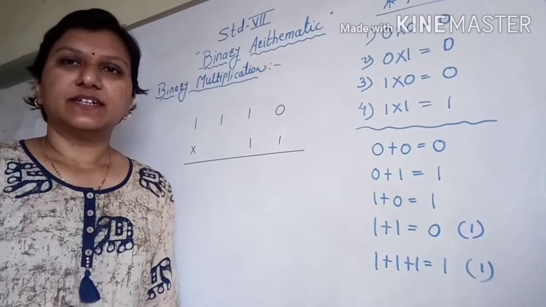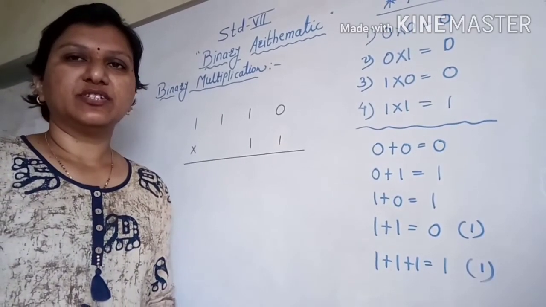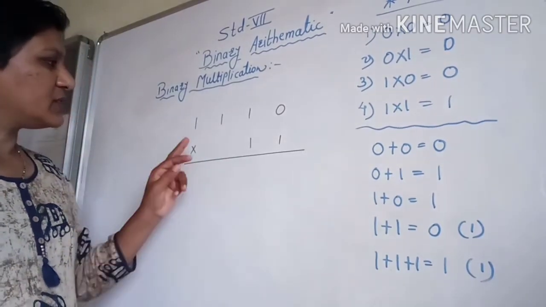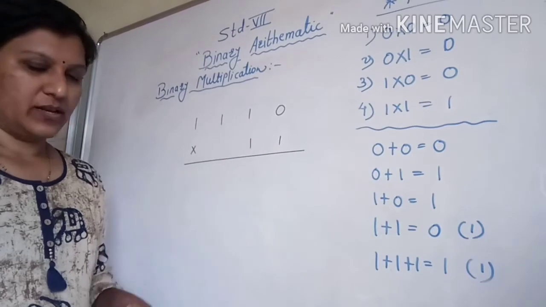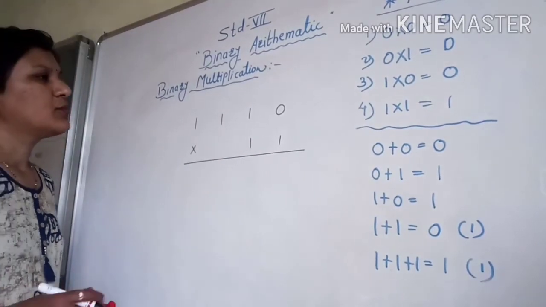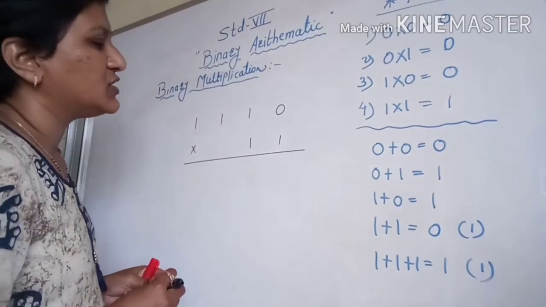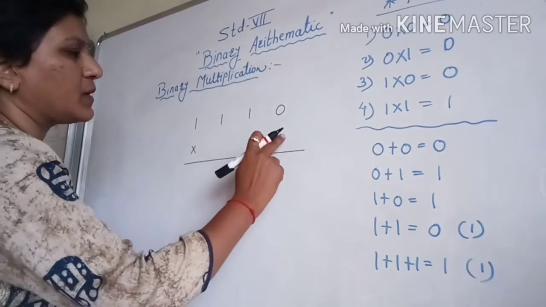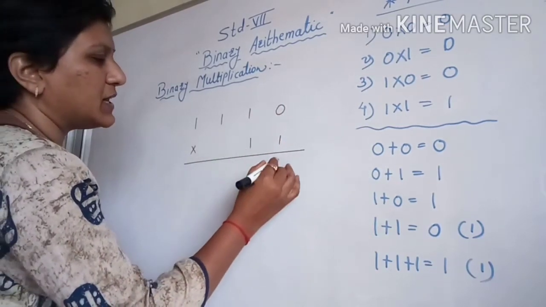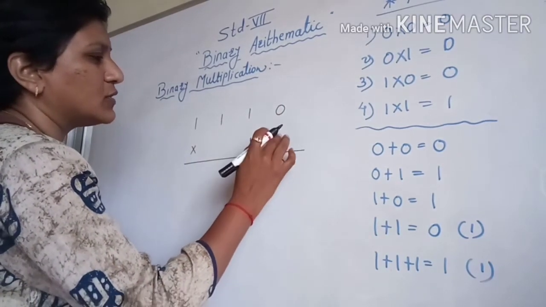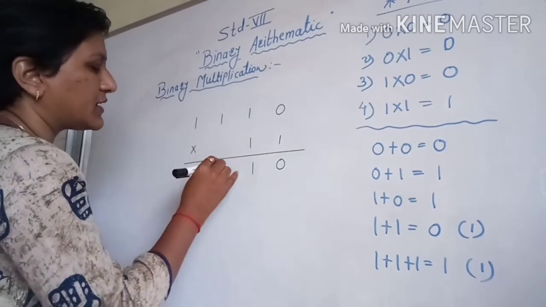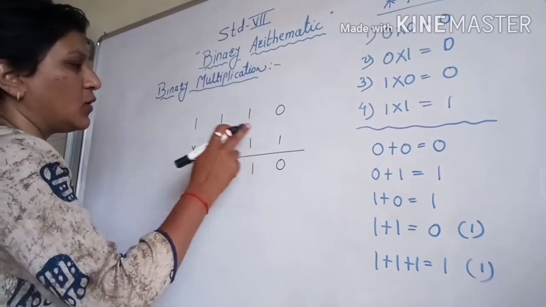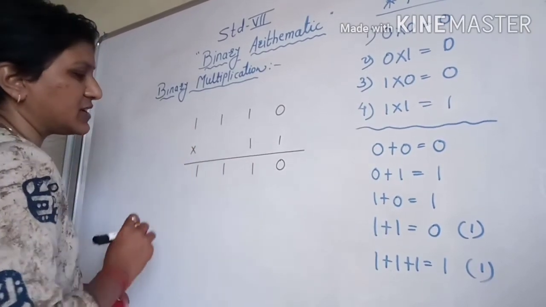Now let us consider the third example of multiplication, that is multiplication between the numbers 1110 and 11. So moving further with the multiplication, 1 into 0 will have the result 0. 1 into 1 will have the result 1. 1 into 1 again we will have the result 1. 1 into 1 again we will have the result 1.